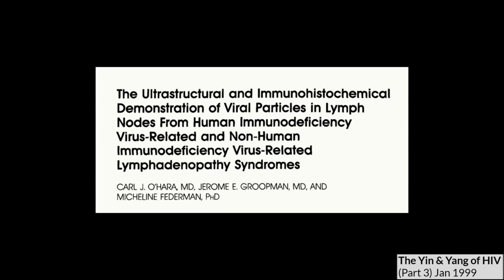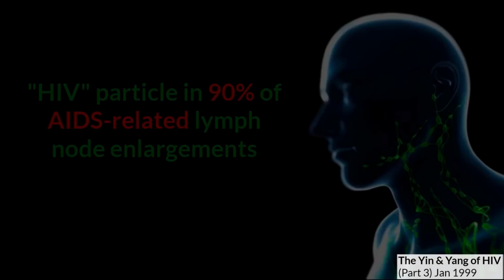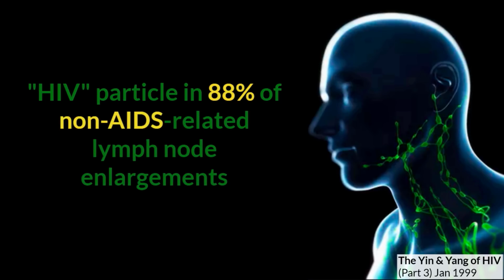Besides the HIV particle, cell cultures contain other particles of numerous morphologies, whose origin and role are unknown. A long and detailed study from Harvard revealed the identical HIV particle in 18 out of 20, 90% of AIDS-related lymph node enlargements, but also in 13 out of 15, 88% of non-AIDS related enlargements.